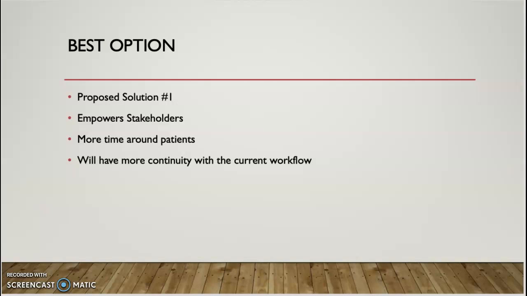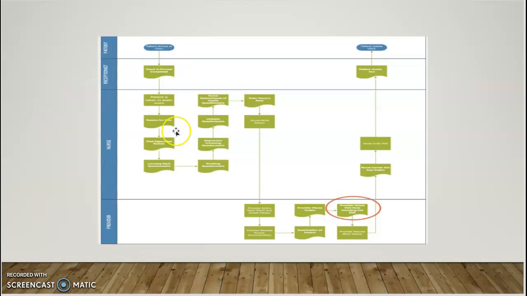Here's the best option. The option that I personally feel is best is that solution number 1 should be given. This will empower our stakeholders. These nurses are spending more time around the patients, and we will also have more continuity with the current workflow. If we refer back to the workflow, most of the questionnaires are given by the nurse. There's only one questionnaire that's given by the provider. If the nurse can provide all these questionnaires, I'm pretty sure they can fill out the fall risk assessment questionnaire.